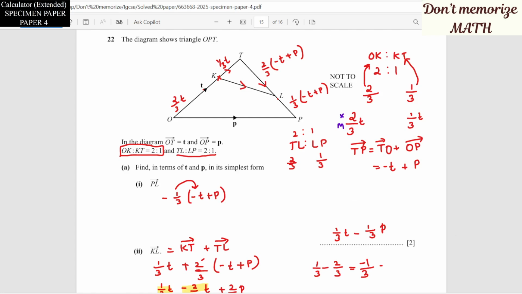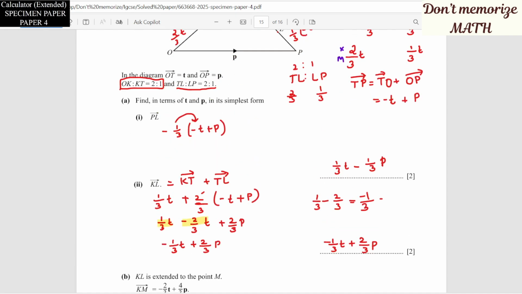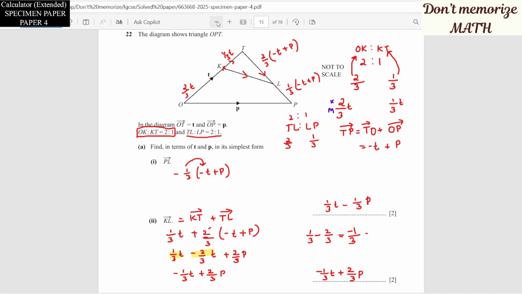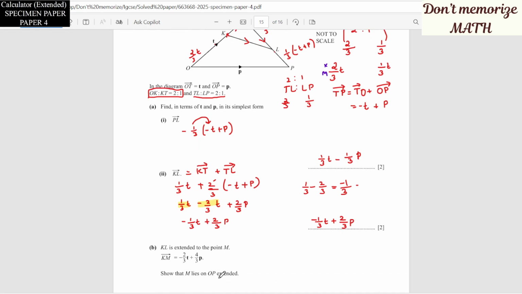Let's see the question one more time. KM is given. KM is already given. I will just zoom out. Okay, so KM is given: this complete length is given. Minus 2 over 3t plus 4 over 3p. Show that M lies on OP extended. So this OP when extended, it lies on P. So we need to show that this M lies on OP extended.